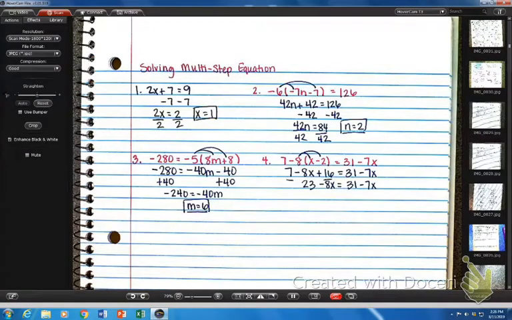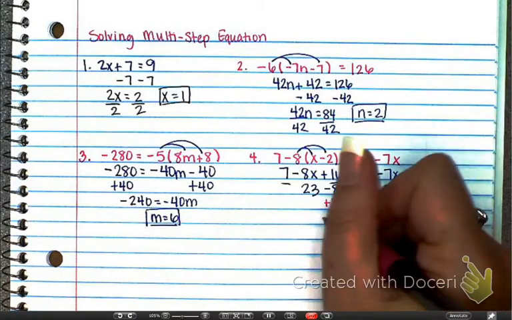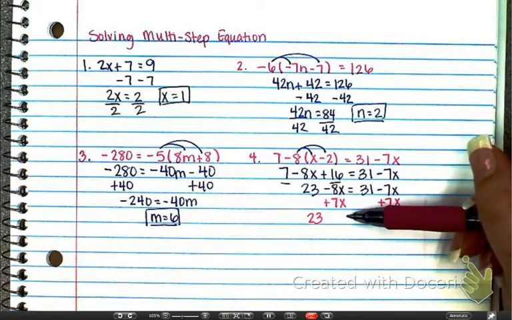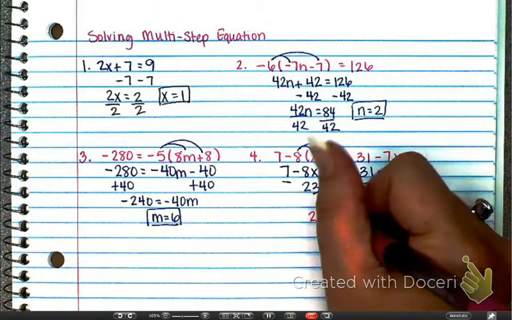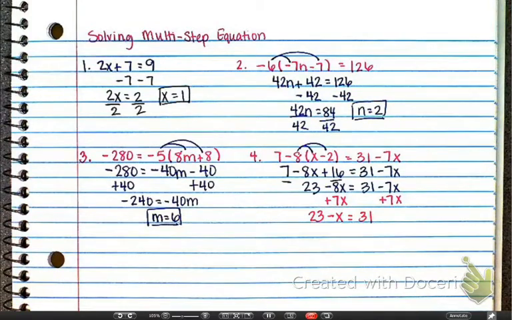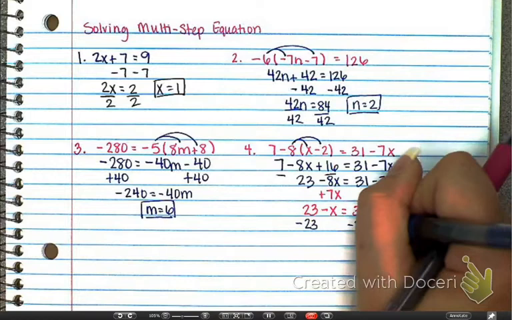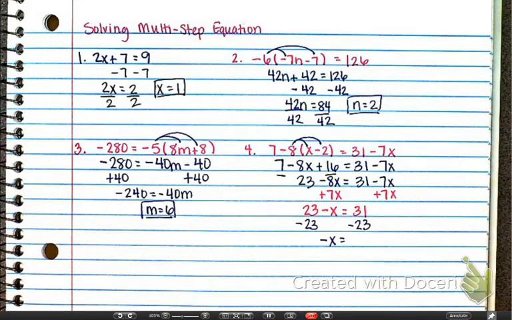What the heck? You still can't see it. Hold on. So we're adding 7x to both sides. So I have 23, negative 8 plus 7, negative 1x or negative x equals 31. What moves now? Okay, so subtract 23 from both sides, giving me negative x equals positive 8.